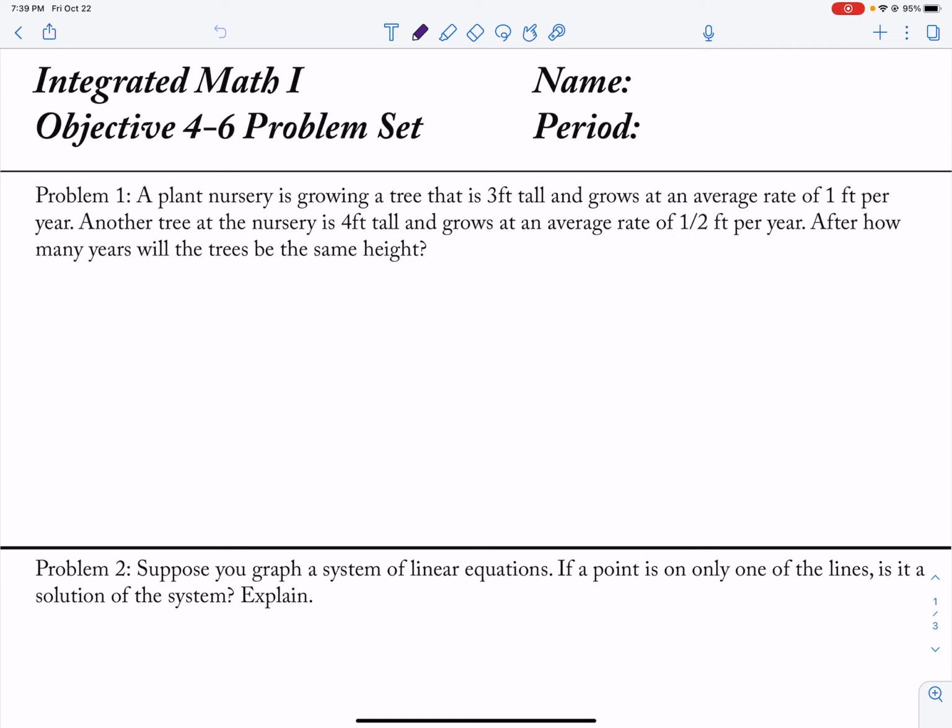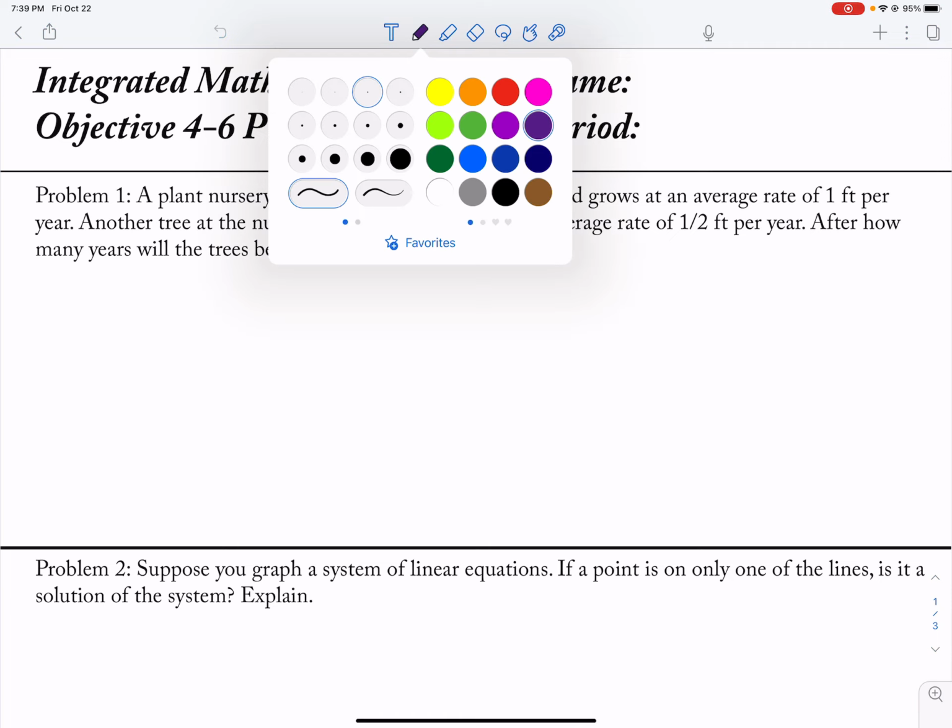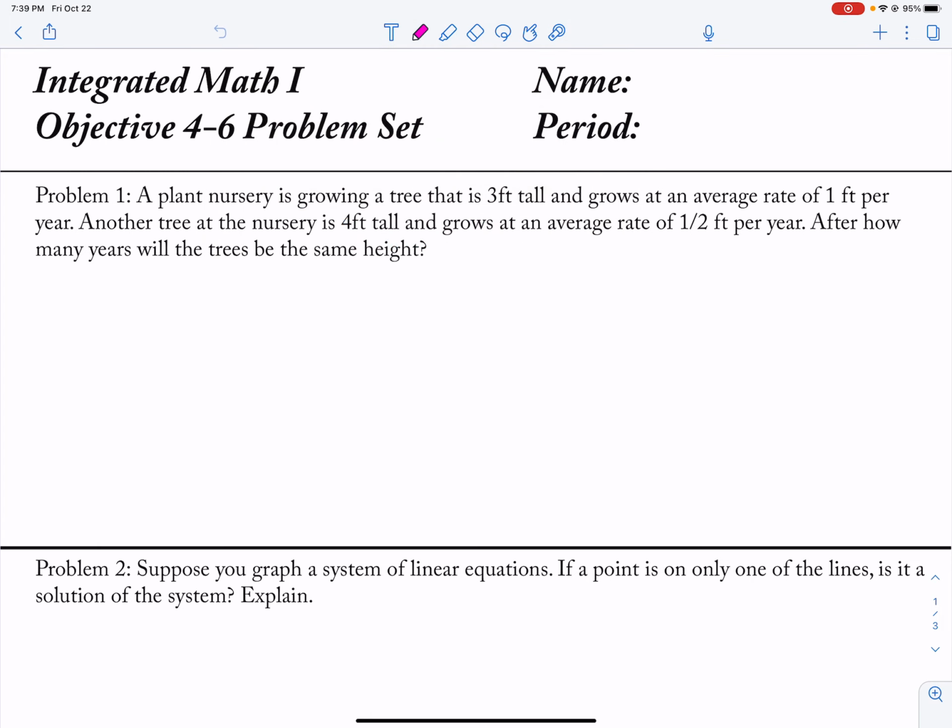Okay, so some of you guys might have struggled a little bit with 4-6 today. And so I want to be clear about how to do this. So let's first take a look at the word problem, right? So a plant nursery is 3 feet tall. So it starts out at 3 feet tall and then it grows 1 foot per year.